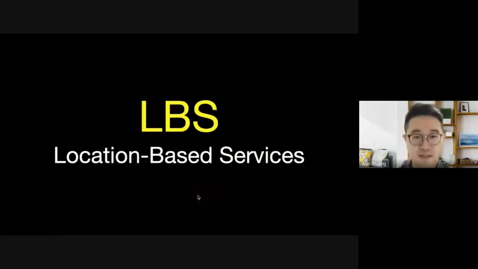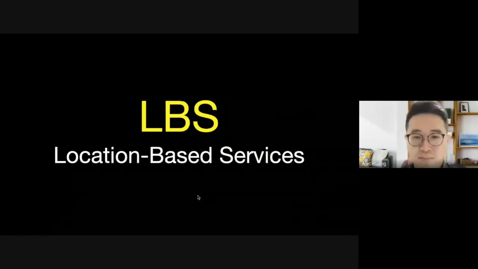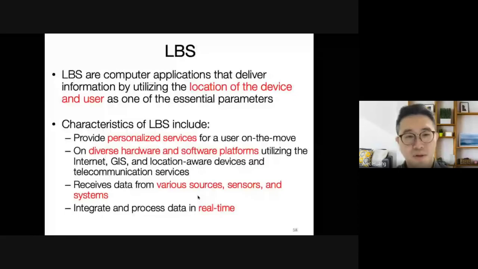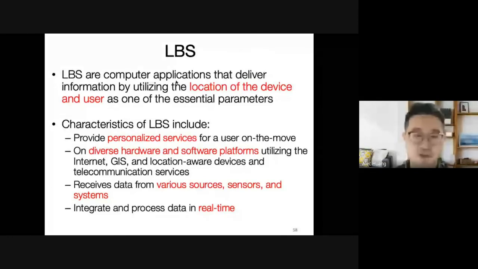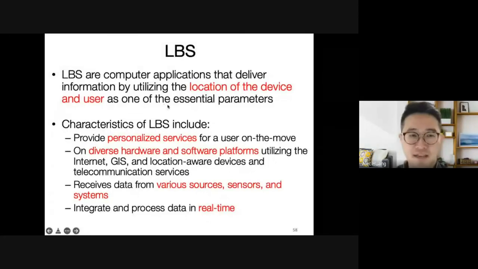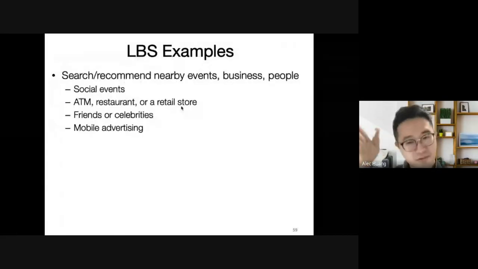Okay, so let's move on to the next topic, which is LBS, location-based service. The location-based service is quite easy to understand. Basically, it is an application that provides you customized services by using one essential piece of information, which is the location of the user or the location of the device. Let me repeat it again. LBS means an application that uses the location of the user as the essential parameter to provide customized or personalized services. There are some easy-to-understand examples, so let's just go directly to the examples.